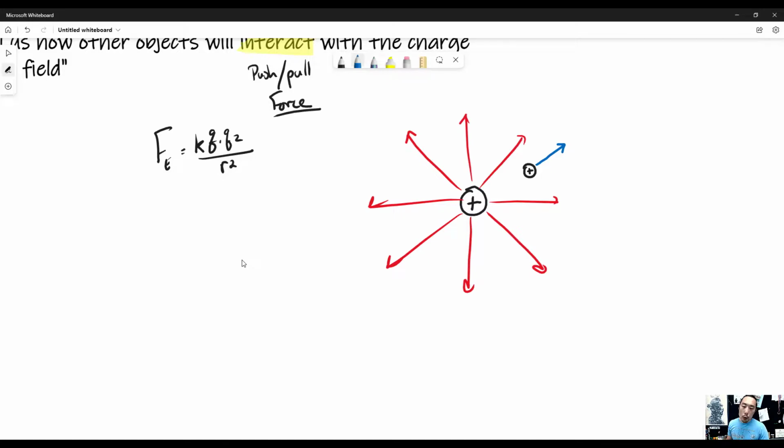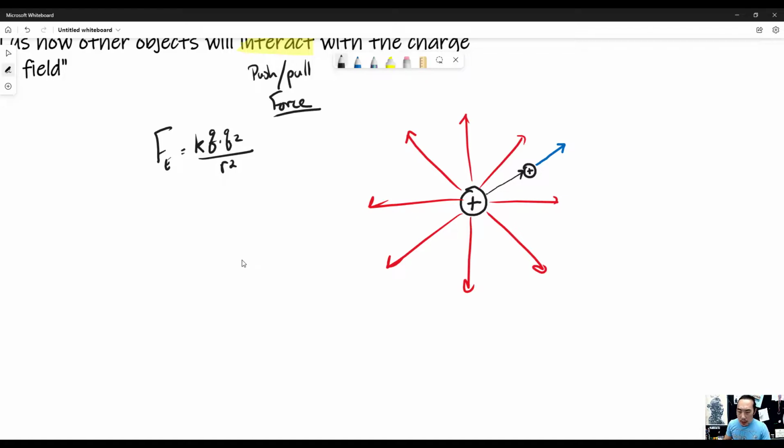And the way that we can know this by the field model is that the positive charge will go along the direction of the E field vector. So if I were to draw an E field vector here, notice that the field vector is pointing up and to the right, and the positive charge will also move up and to the right.